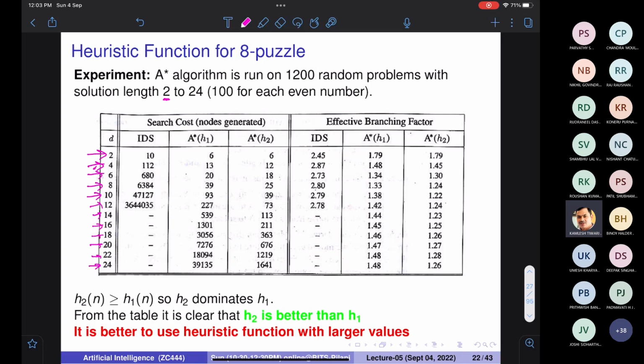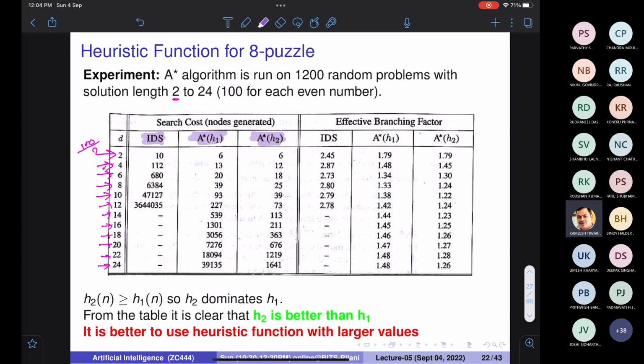Okay. For each of the cases, I am going to create 100 such cases, and I am going to run the algorithm. Which algorithm? IDS algorithm, iterative deepening algorithm. And A star with the H1, A star with the H2.